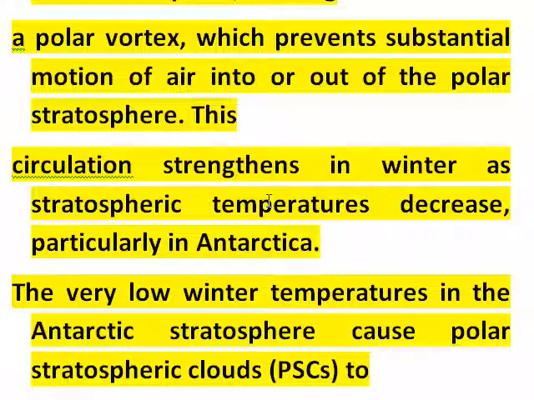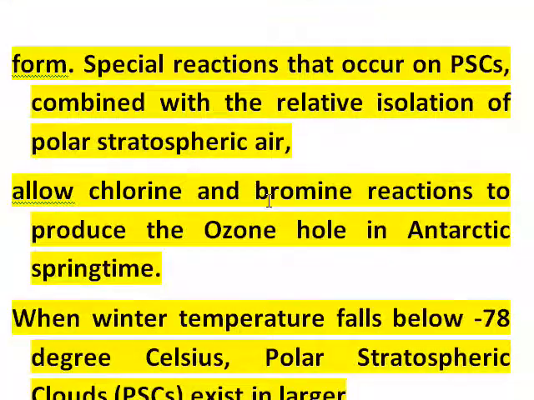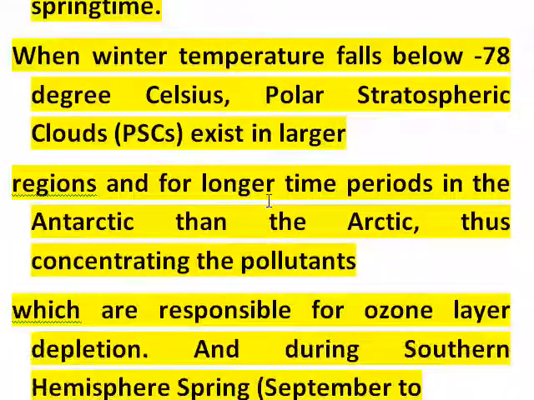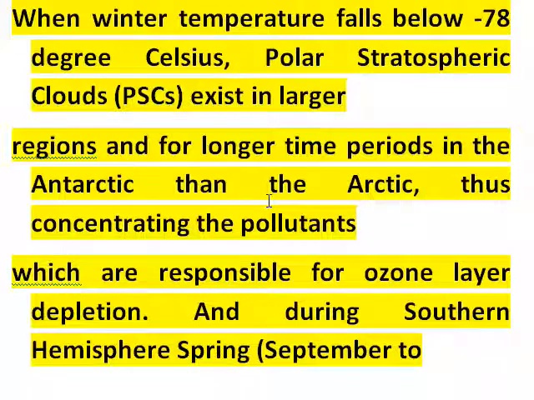The very low winter temperatures in the Antarctic stratosphere cause polar stratospheric clouds to form. Special reactions that occur in PSCs, combined with the relative isolation of polar stratospheric air, allow chlorine and bromine reactions to produce the ozone hole in Antarctic spring time. When winter temperatures fall below minus 78 degrees Celsius, polar stratospheric clouds exist over large regions for longer periods in the Antarctic, thus concentrating the pollutants responsible for ozone layer depletion.